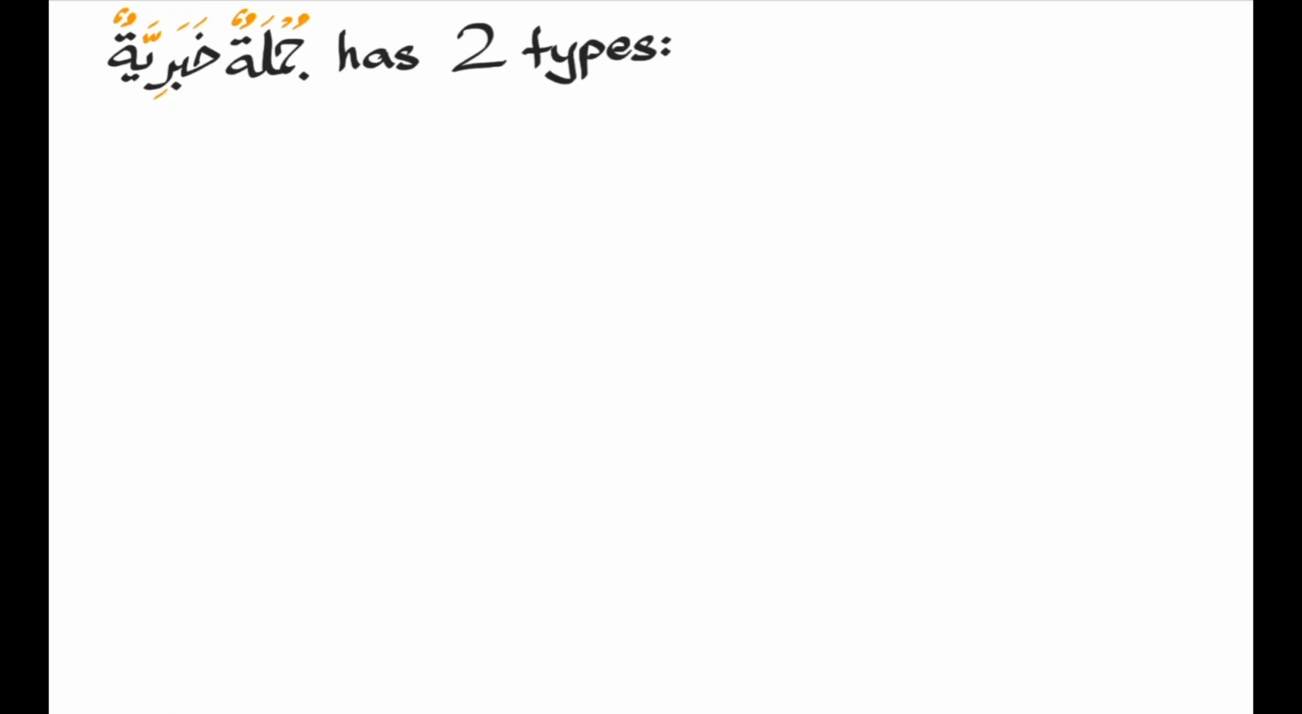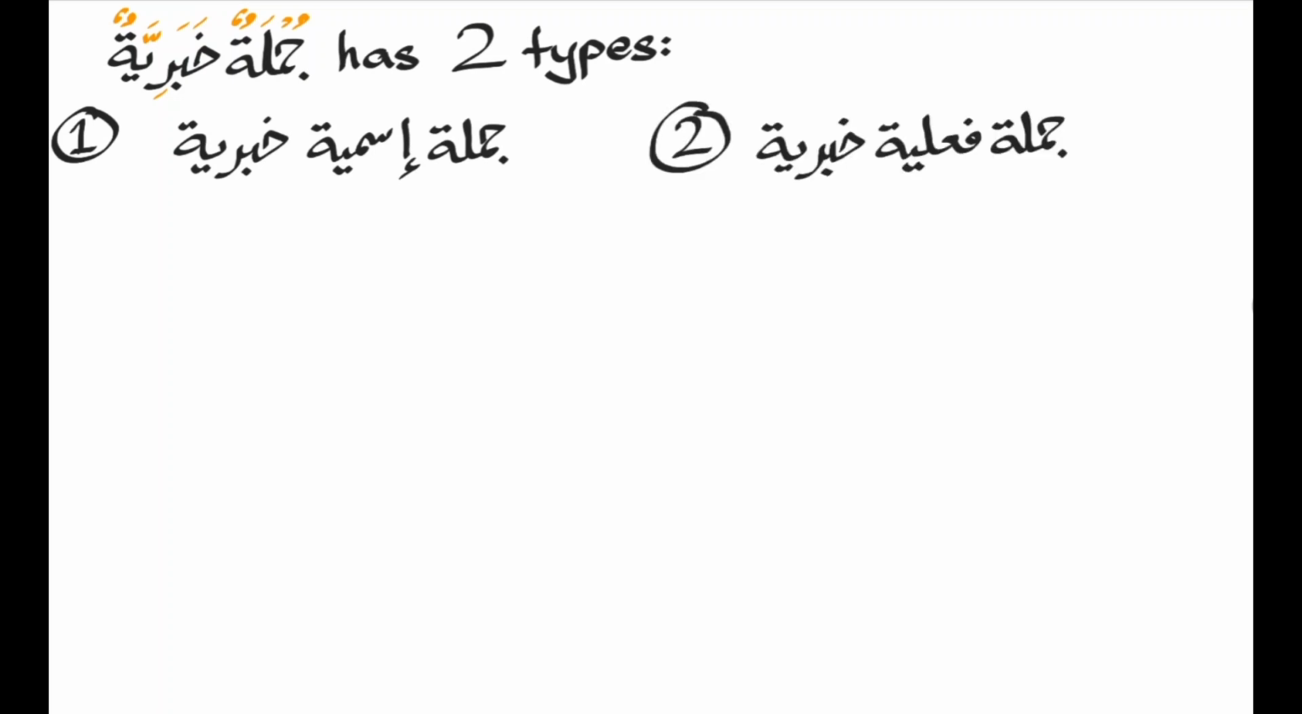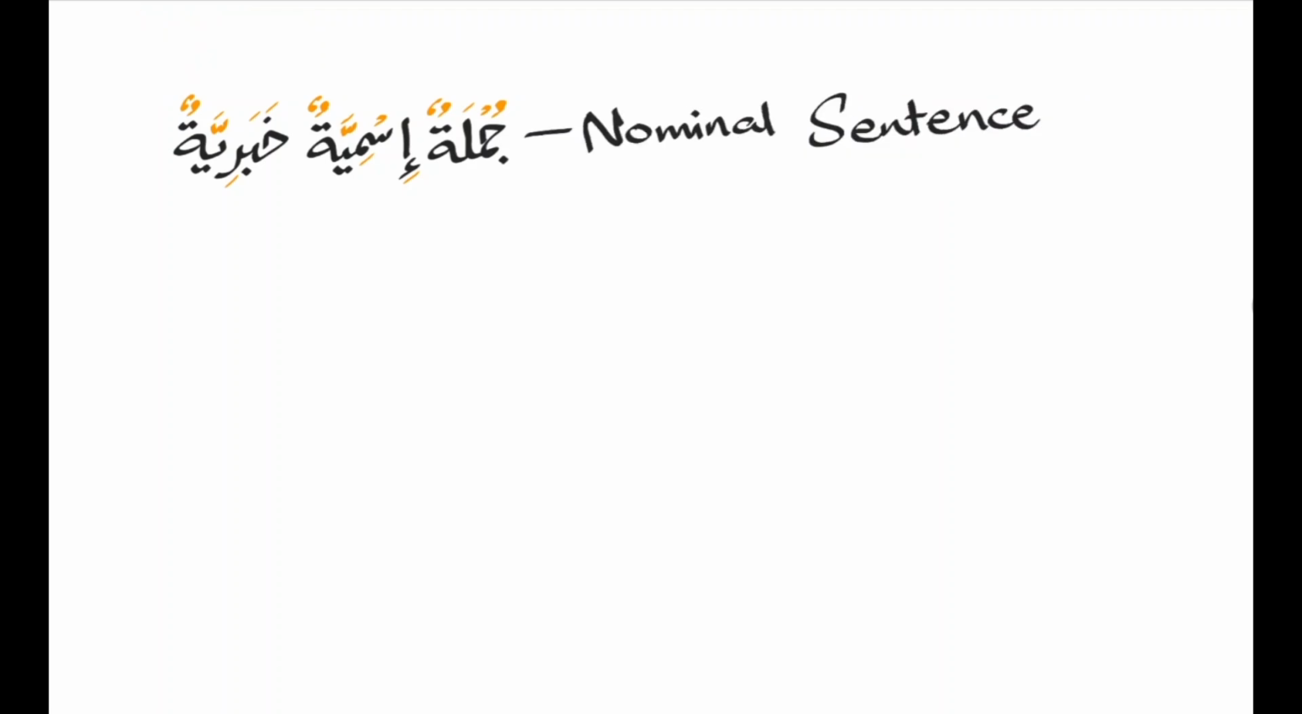Jumlatun khabariyatun has two types, jumla ismiyah khabariyah and jumla fi'liyah khabariyah. The first one, jumlatun ismiyatun khabariyah, is basically a nominal sentence or a sentence that begins with a noun. And the second one, jumlatun fi'liyatun khabariyatun, is basically a sentence which begins with a verb, not with a noun. First, let's focus on the first one, jumla ismiyah khabariyah. What is the definition of a jumlatun ismiyatun khabariyah? It is that sentence which begins with a noun.